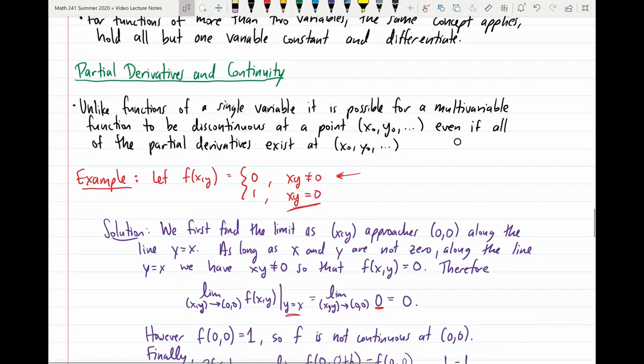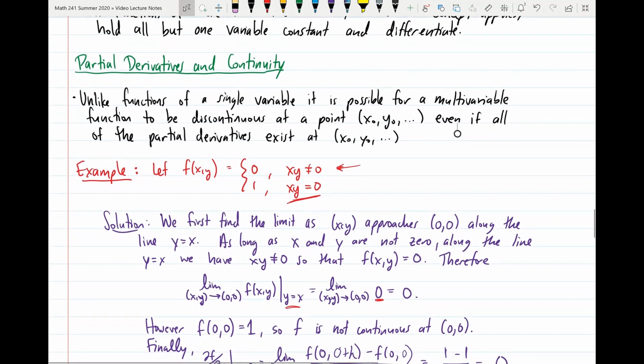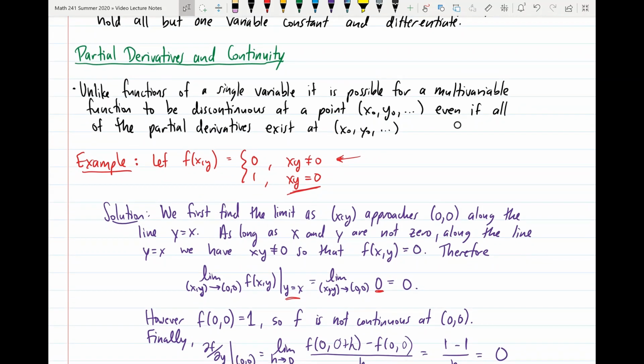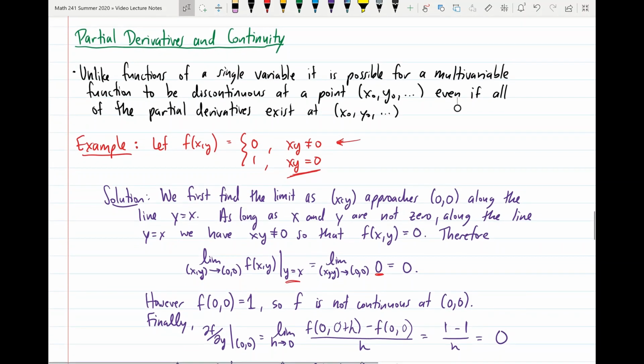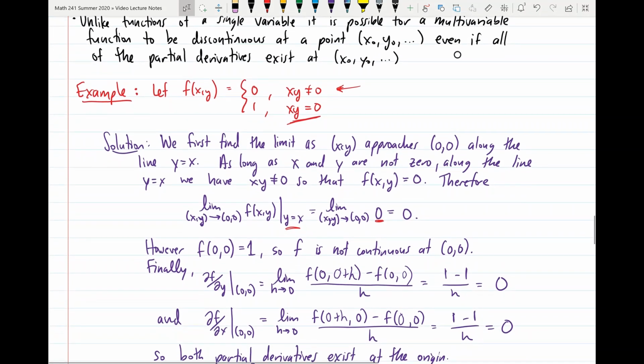We are going to define a notion of differentiability later in this video. And once we define that notion, it will be true that if a function is differentiable at a point, then it is also continuous at that same point. But it is not the case that if all of the partial derivatives exist, then the function is going to be continuous at that point. And to prove that to you, I have an example of such a function here.